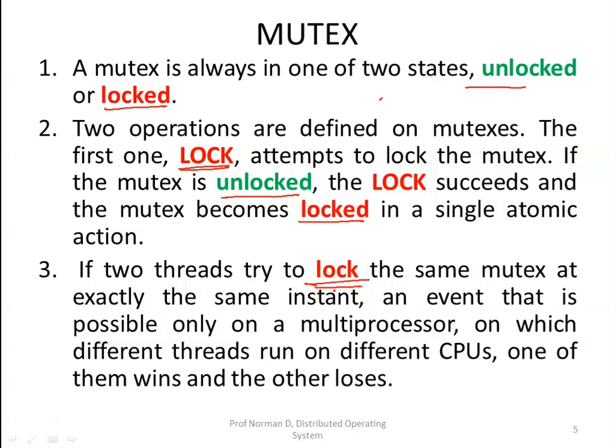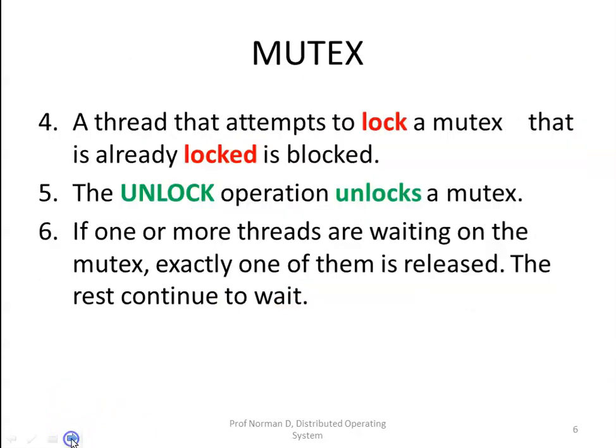Now if two threads are trying to lock the same mutex exactly at the same instant, this type of event is possible only on multiprocessors on which different threads run on different CPUs. So in such cases, one of them will win and the other will lose. More about mutexes. A thread which is attempting to lock a mutex that is already locked will be blocked.